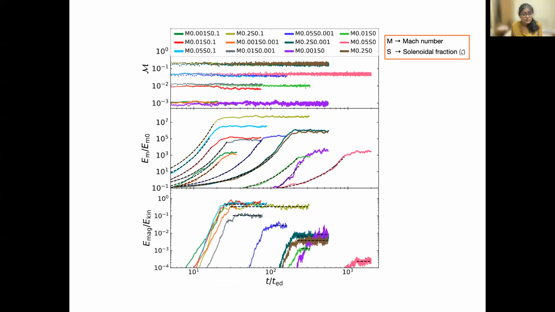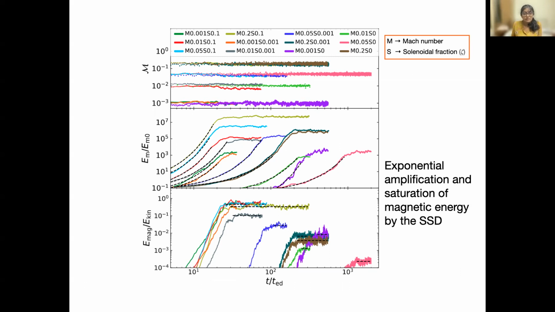Here we have some of our turbulent dynamo simulations as a function of time. The top panel shows the Mach number, the middle panel shows the magnetic energy, and the bottom panel shows the magnetic energy divided by the kinetic energy. From the middle and the bottom panels, we clearly see exponential amplification and saturation of magnetic energy by the small-scale dynamo. We also see that at the same Mach number, faster dynamo action and higher saturation efficiency happens when you have a higher value of zeta in the simulations.